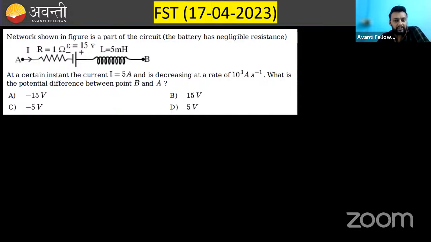The network shown in the figure is a part of a circuit. The battery has negligible resistance. At a certain instant, the current I is 5 ampere and it is decreasing at the given rate. What is the potential difference between B and A? Now listen, it is a very simple question. Just start from A and move towards B and apply Kirchhoff's voltage law. Write all the potential differences while going from A to B, and you will get the potential difference between A and B.